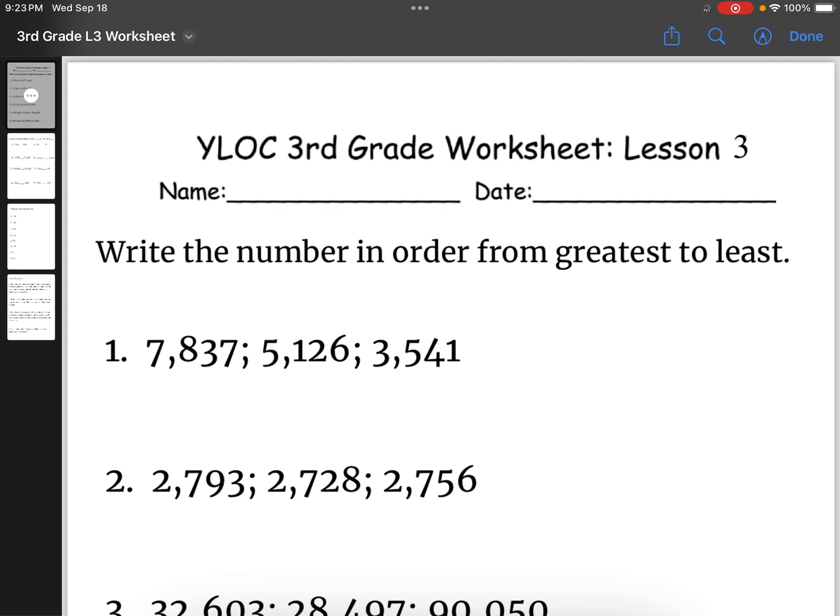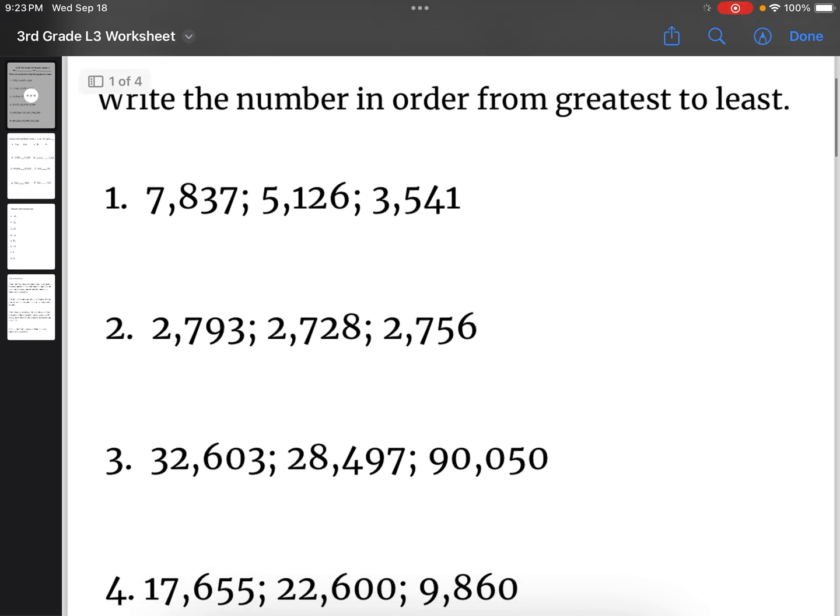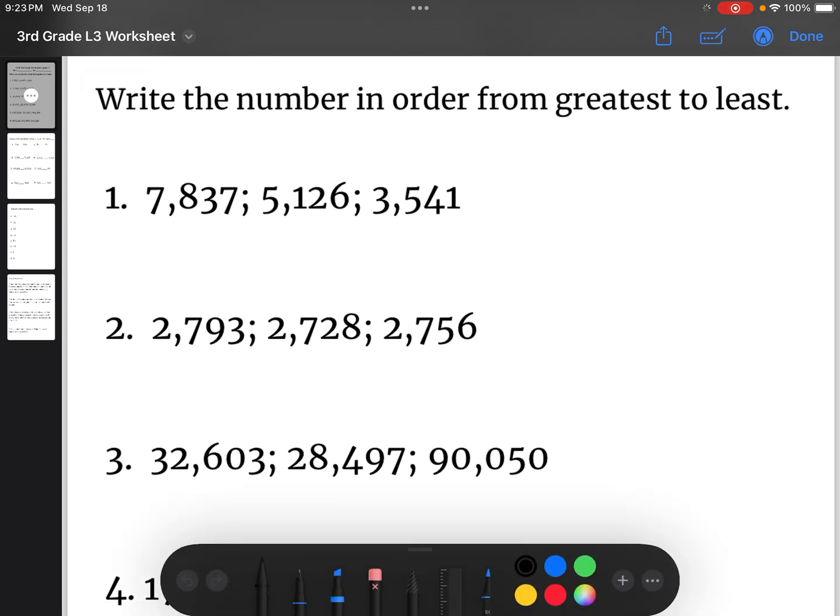So we're just going to jump right into it here. The first section is write the numbers in order from greatest to least. We could do this in multiple ways. Let's look at the first question.